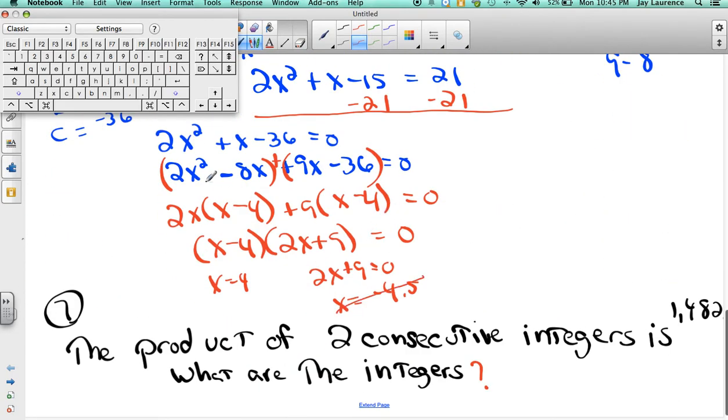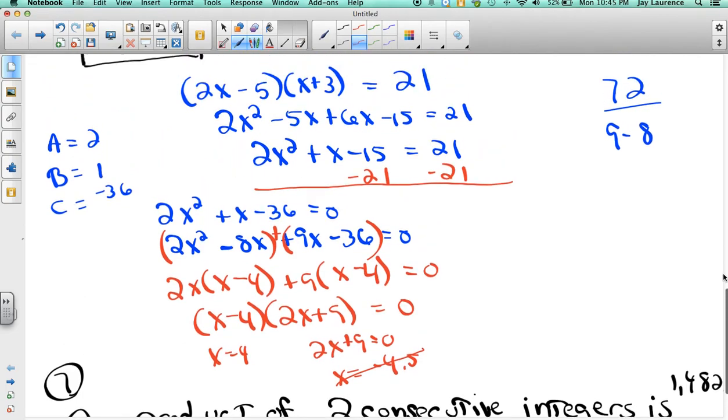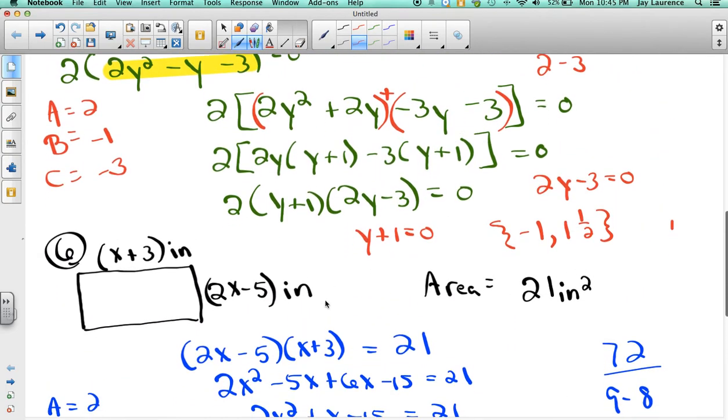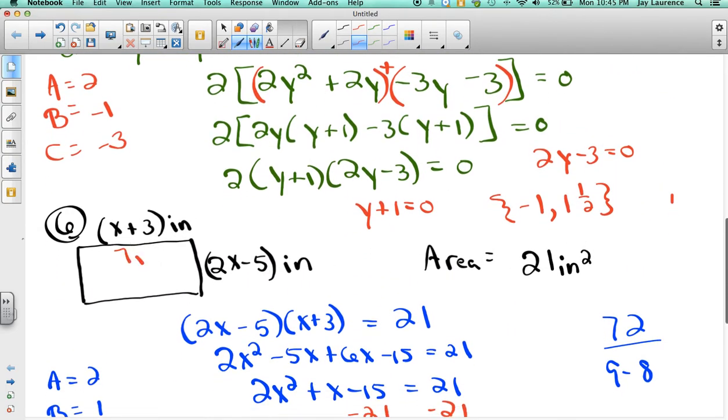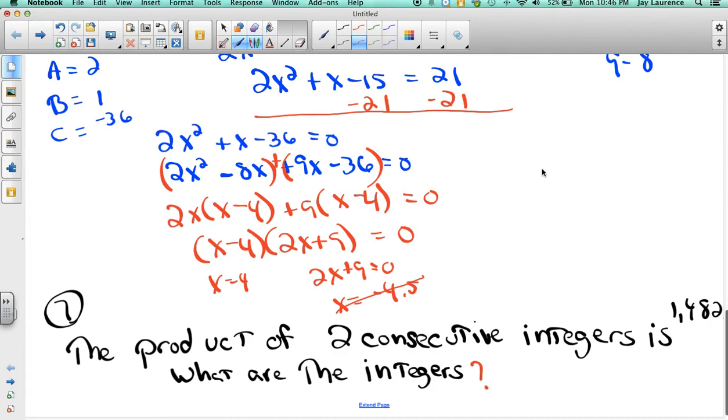So I'm going to disregard this solution. I'm not going to count it. It's not valid. If I put a 4 in there, I get 4 plus 3, which is 7 inches. And here I get 8 minus 5, which is 3 inches. And so therefore, 7 inches times 3 inches is 21 inches.